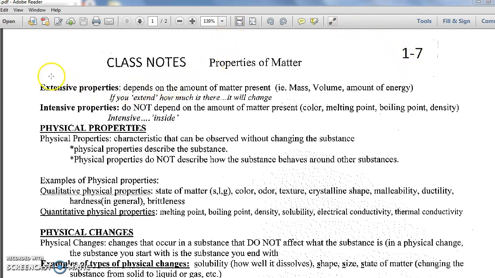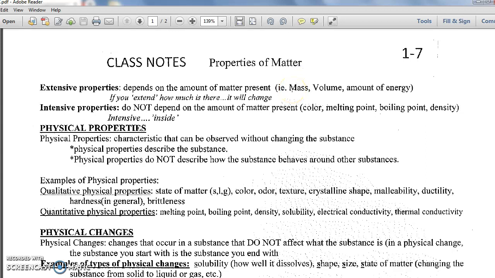One way we can categorize properties is whether they are extensive properties or whether they are intensive properties. What's the difference between extensive and intensive? Extensive is just a property that depends on how much of the matter is there. In other words, if you extend how much of the matter you have, that particular property you're talking about will change. Obviously, mass would be extensive.